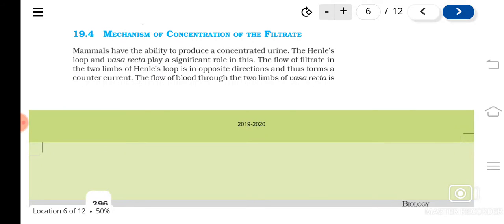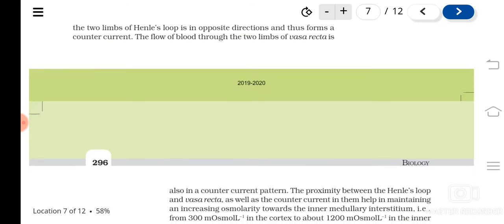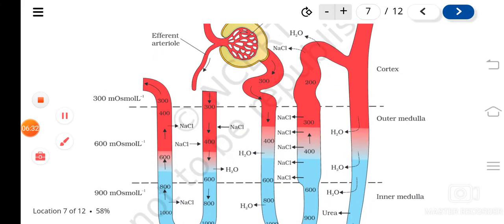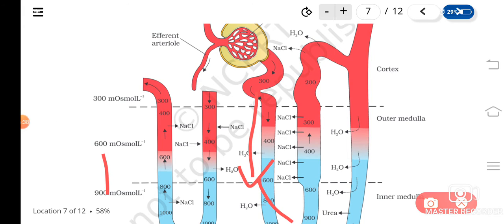That is, one is the proximity: the Henle's loop and vasa recta are placed very close to each other. And the filtrate flows in the two limbs of Henle's loop in opposite directions, and likewise it forms a countercurrent. That is, the flow of fluid in Henle's loop is downwards in this limb and upwards in this limb. Understood?